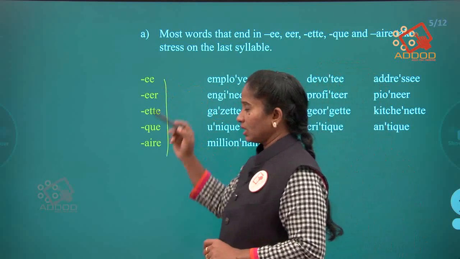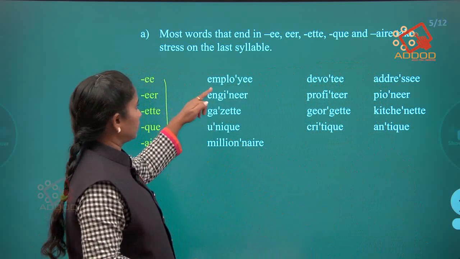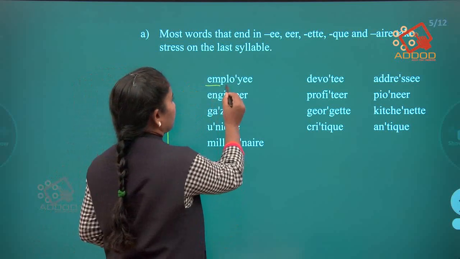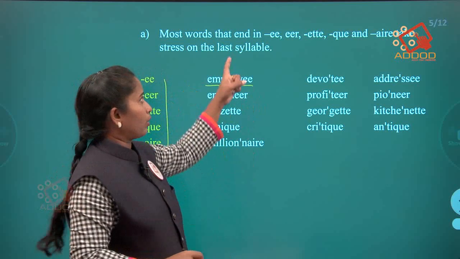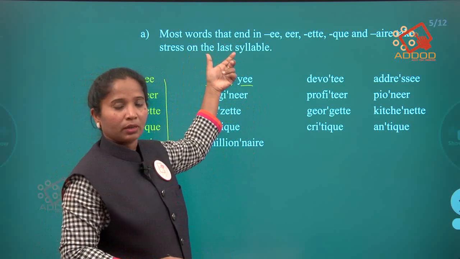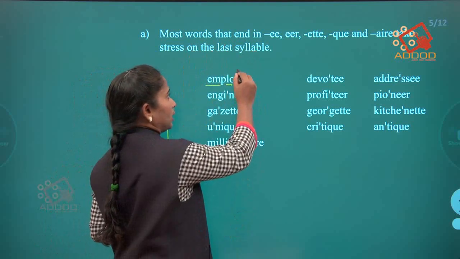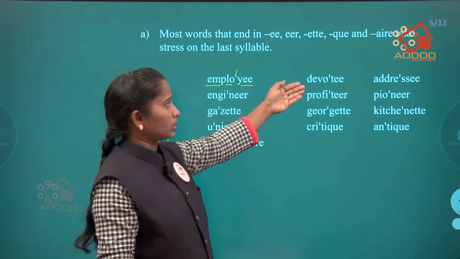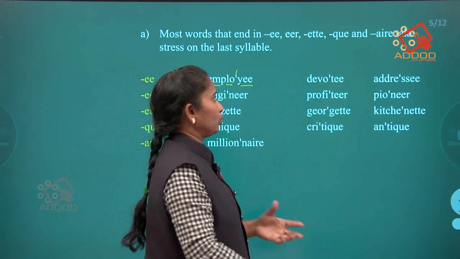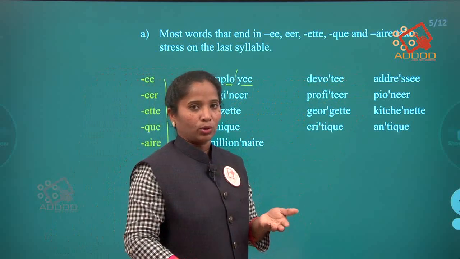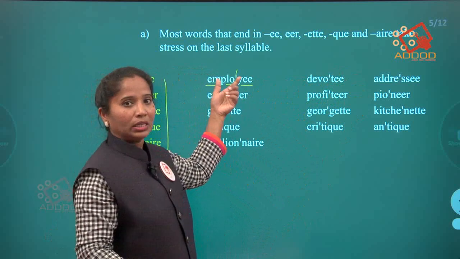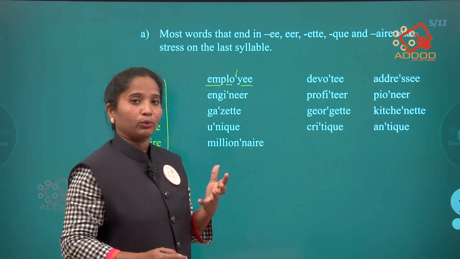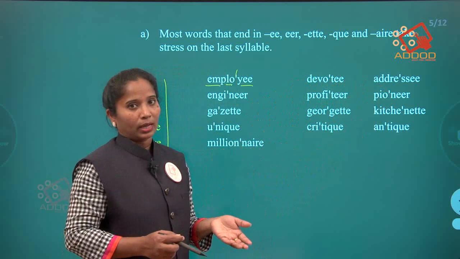For example, if it is ee, for example, employee, right? Employee. Now you have to check how many syllables you have. You have employee, 3 syllables. Then according to the rule, you have to place the stress mark on the last syllable, and that's why it is ee. So this is how you have to answer, right? Another, devotee, addressee. So you have to stress even while pronouncing. How do you pronounce? Employee, devotee, addressee. So this is how you have to pronounce English vocabulary correctly, right?